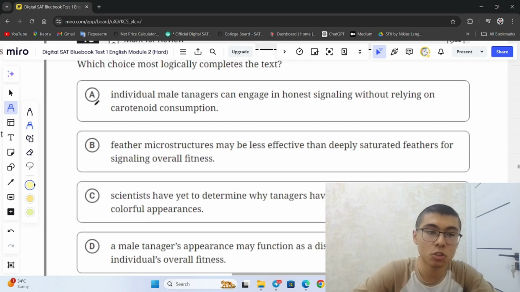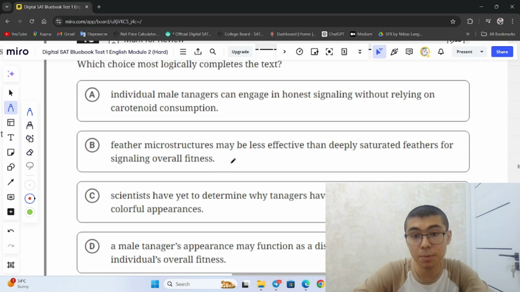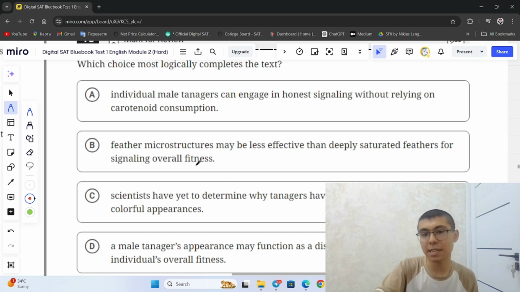Maybe. Let's have a look at other choices. Further, microstructures may be less effective than deeply saturated feathers for signaling overall fitness. Are they comparing these two? Are they saying which one is more effective, which one is less effective? No, we don't care about effectiveness.